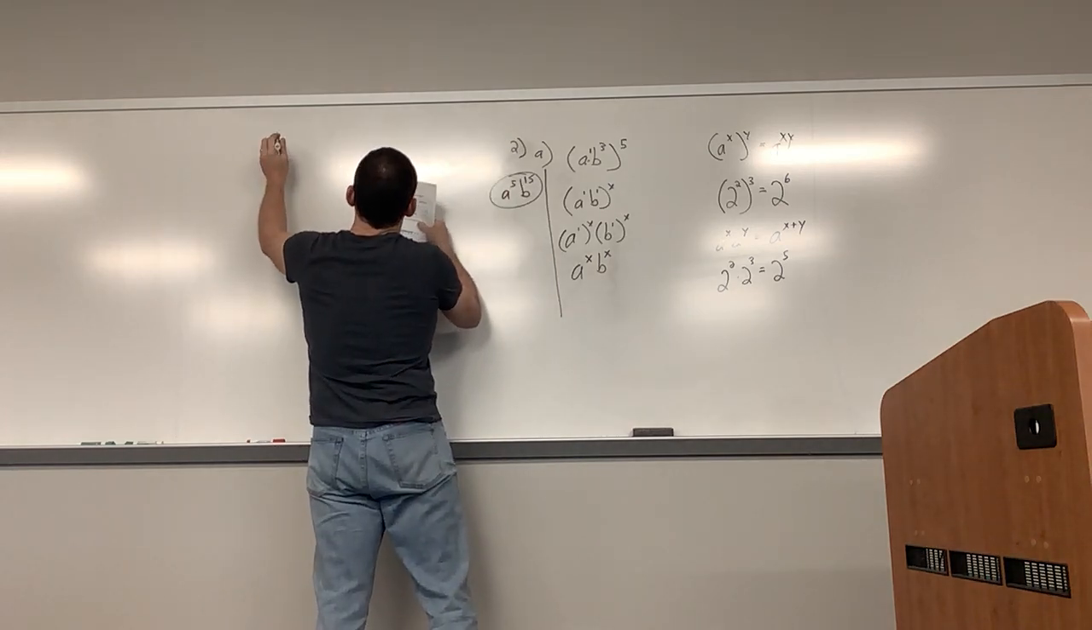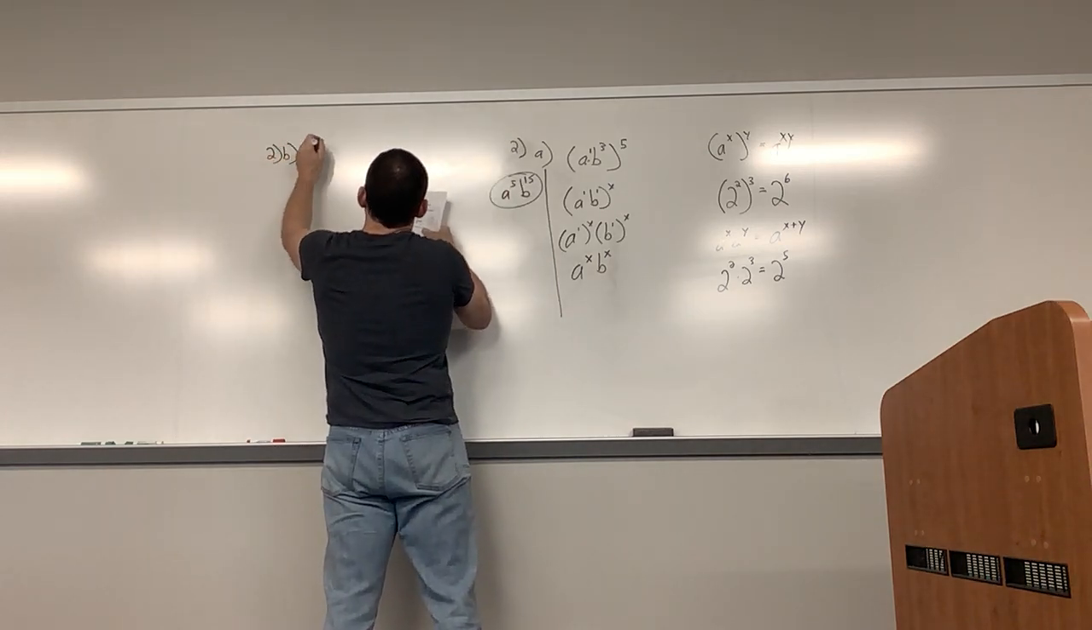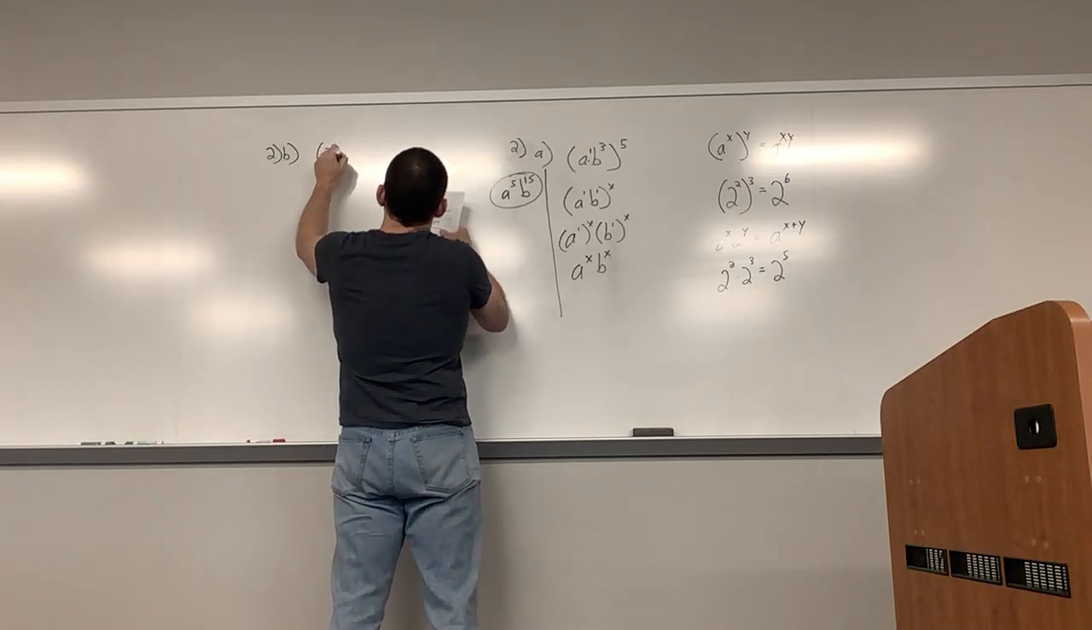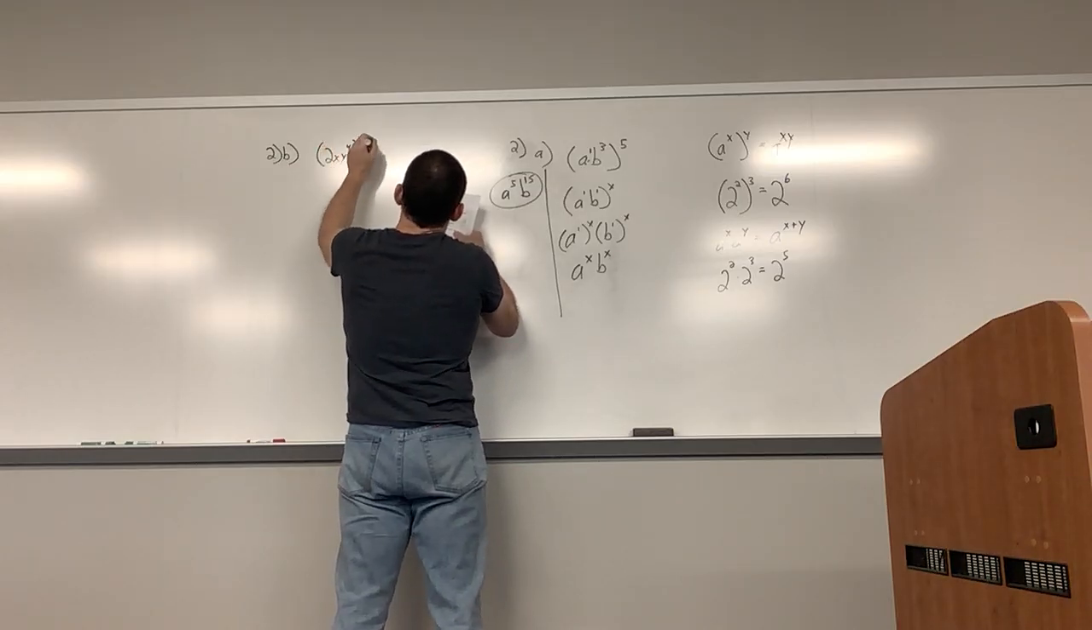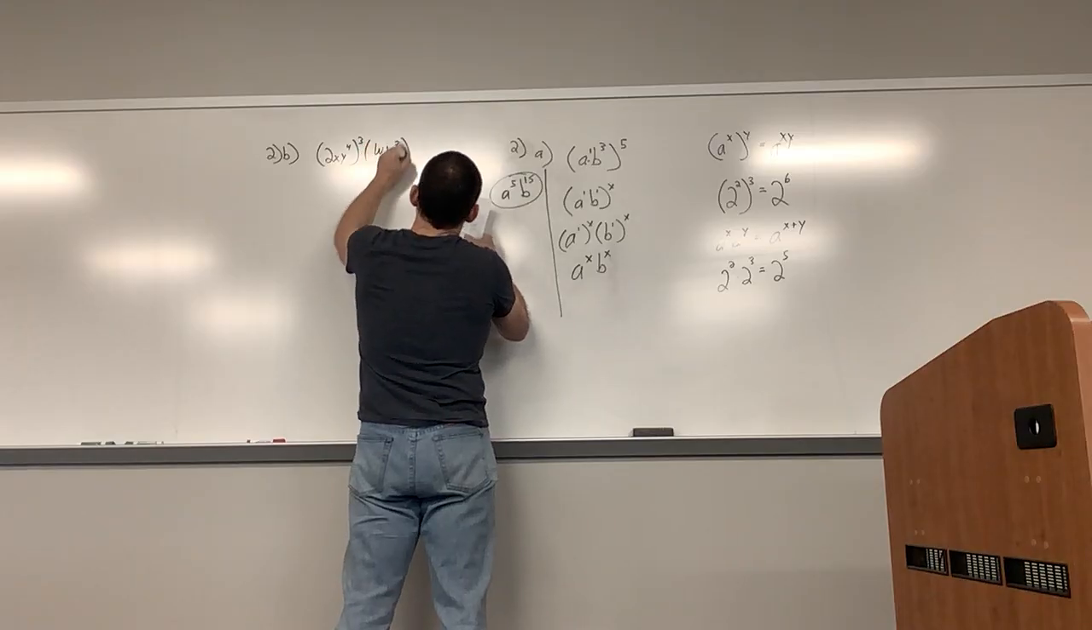So 2b, I guess. We have (2xy to the 4th) cubed times (wy cubed) squared.